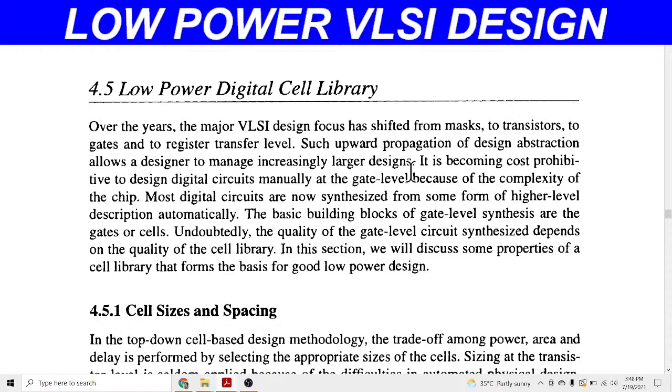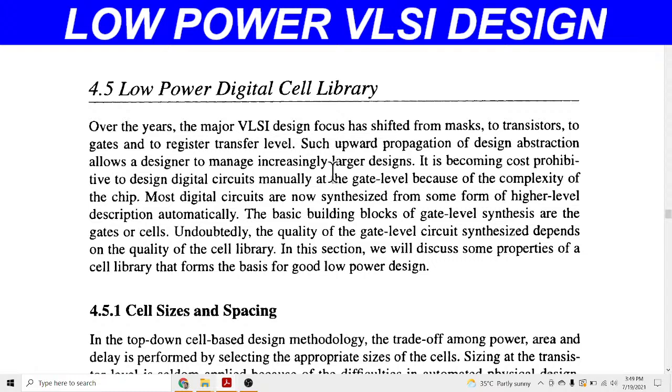So the quality or performance of gate level design depends on the quality of the cell library. If we implement a circuit by taking the gate as the basic element, and we implement individual gates for making a circuitry without using any library, it will be very time consuming. Also the power consumption will be high in this type of circuitry.